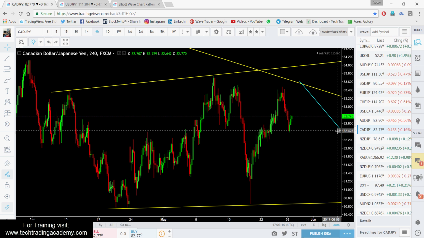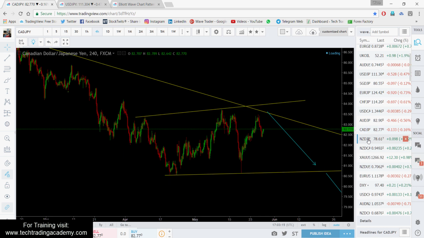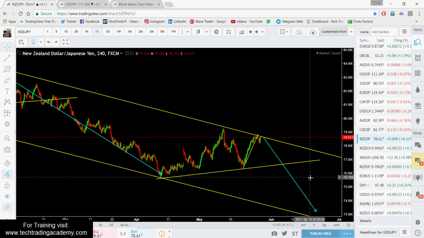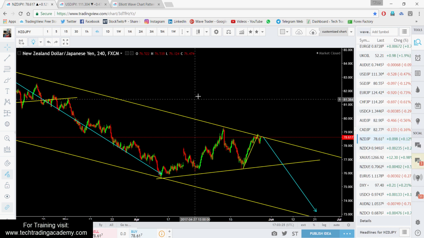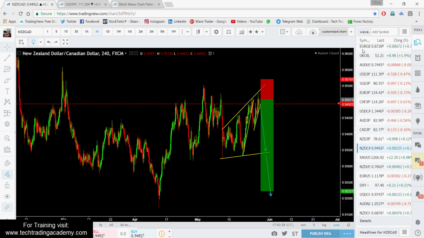CAD yen is quite similar like that, but I'm not interested at the moment in this pair. Yeah, and New Zealand yen is quite similar. We are getting down on all these three pairs: Aussie yen, CAD yen, and New Zealand yen. Yeah, because the bigger daily is not showing that wave. Bigger daily is showing we are getting to the bottom again. Okay, so I'll update about this pair once I see the loss of momentum at the top.